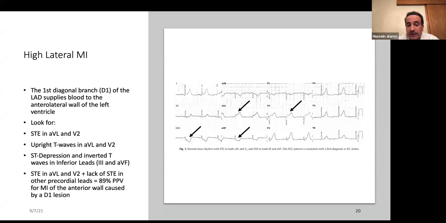So ST elevation in AVL plus V2 and lack of ST elevation in other precordial leads has 89, or almost 90%, positive predictive value for MI of the anterior wall caused by D1 occlusion. So this could be another pattern of the first diagonal occlusion, where you see AVL and V2 ST elevation only.